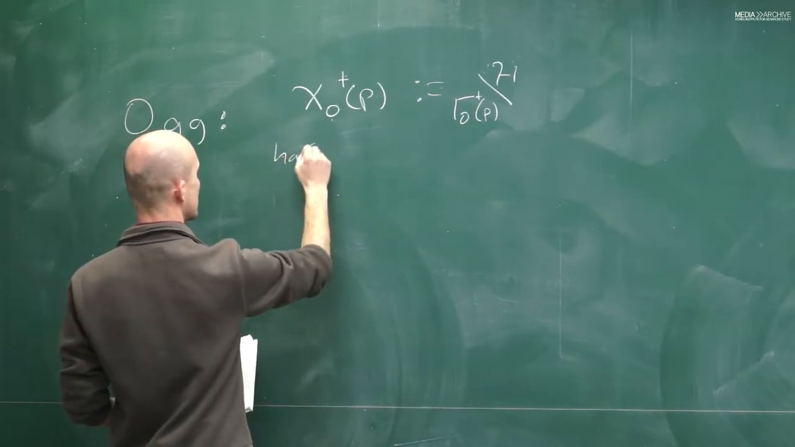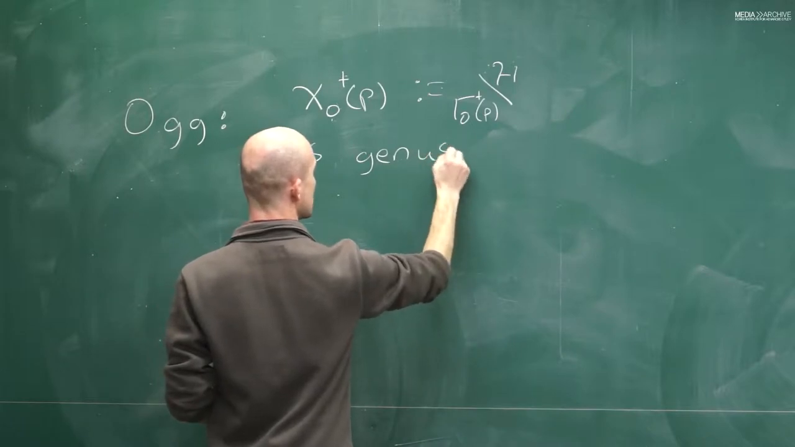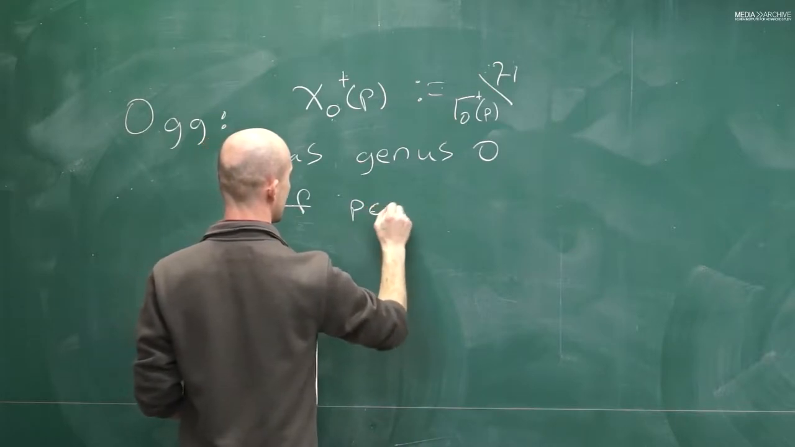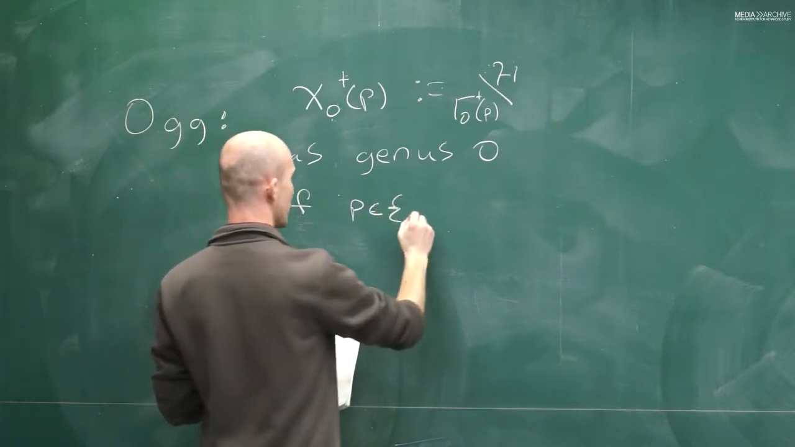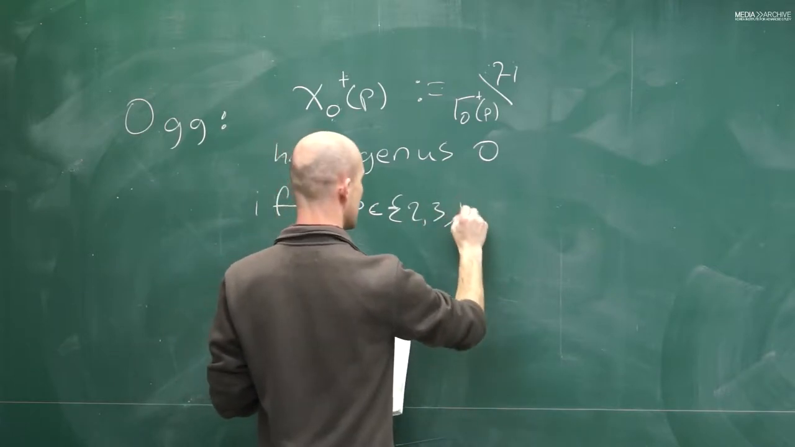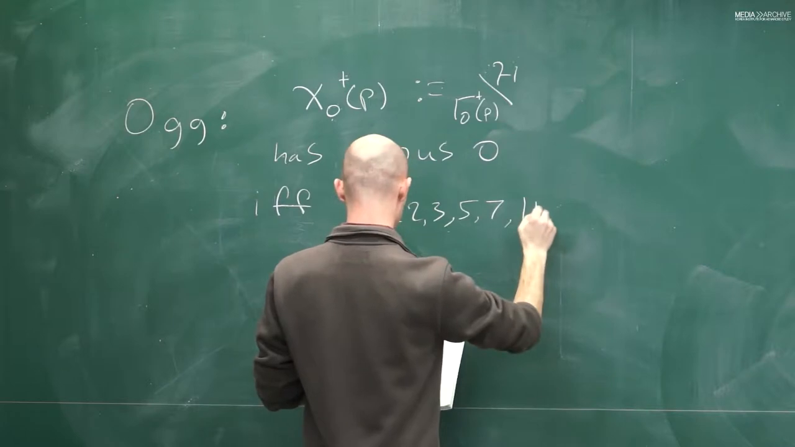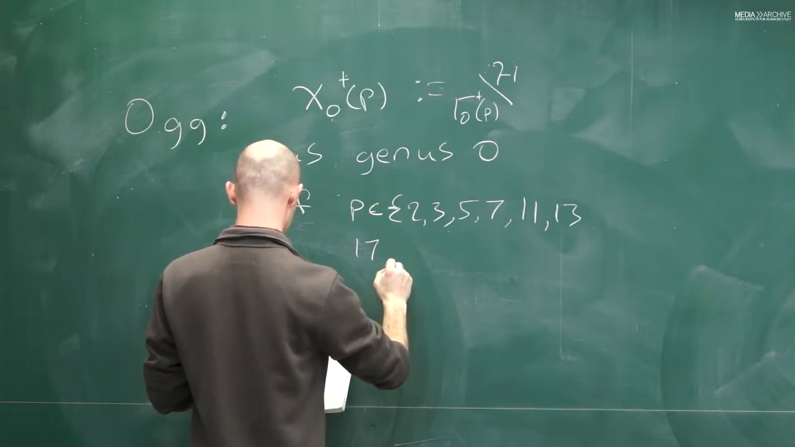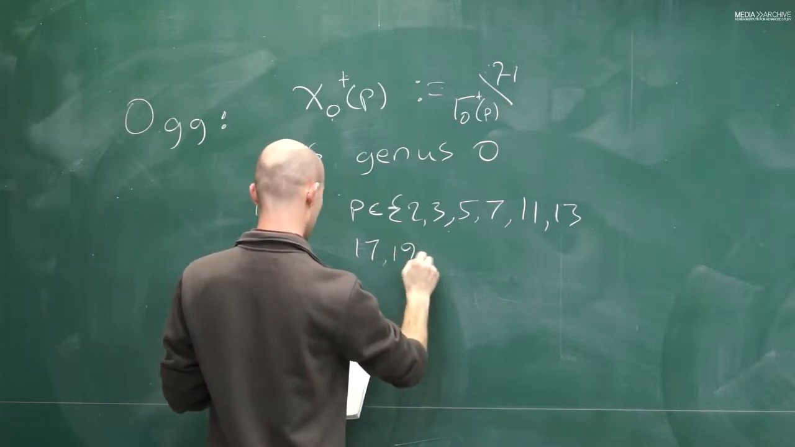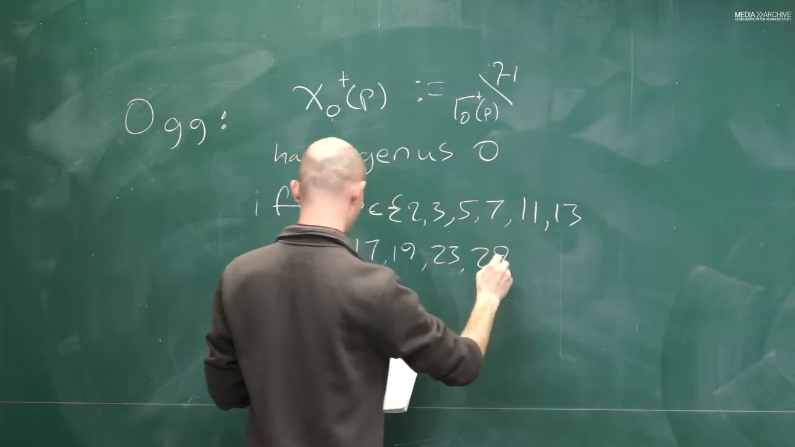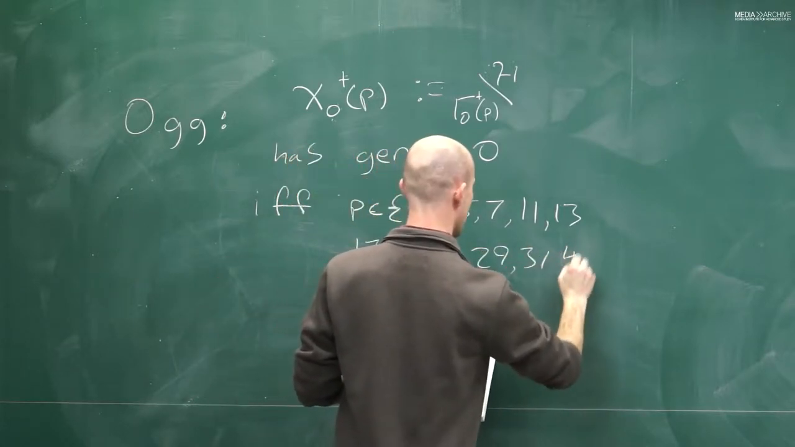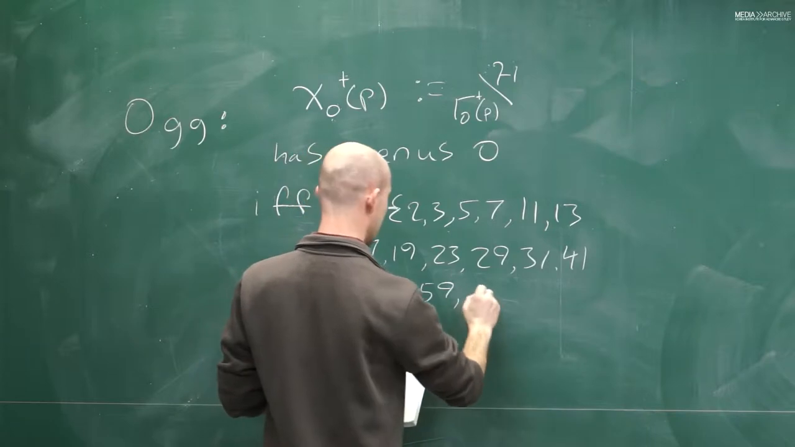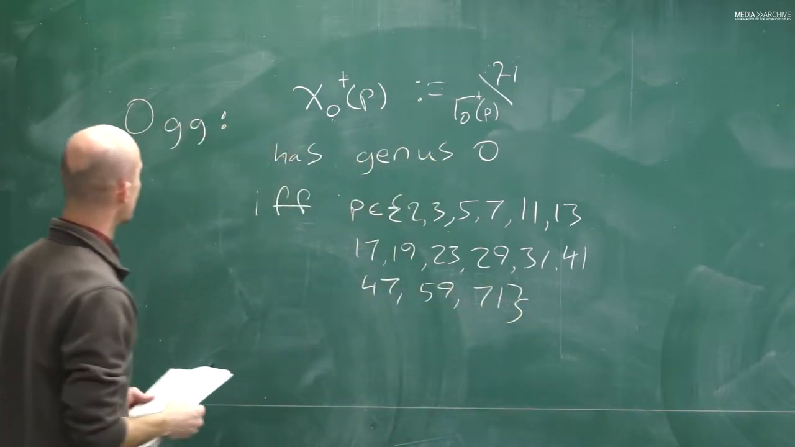this has genus zero if and only if p is in a specific list of primes. So 2, 3, 5, 7, 11, 13, 17, 19, 23, 29, 31, 41, 47, 59, or 71. Okay.